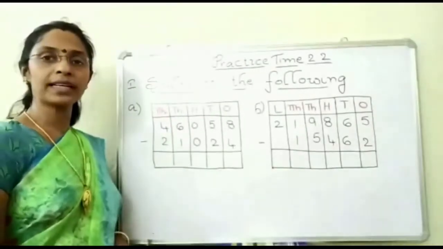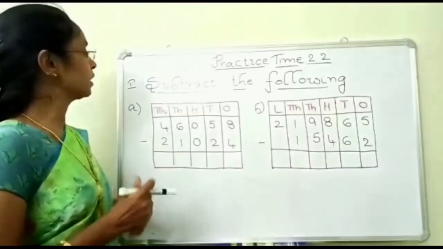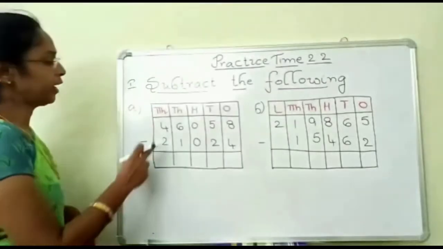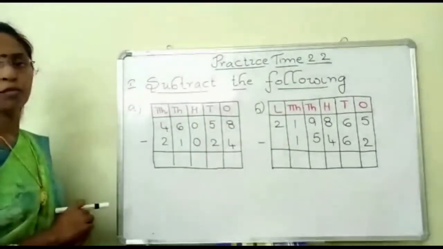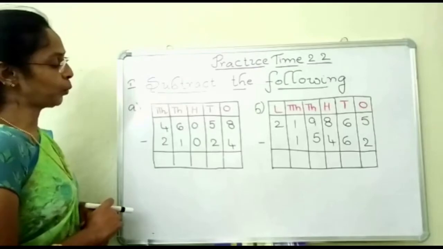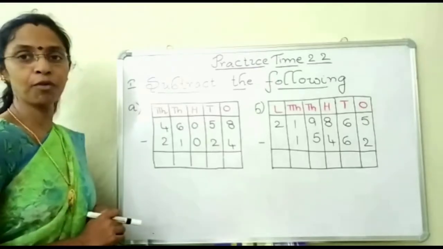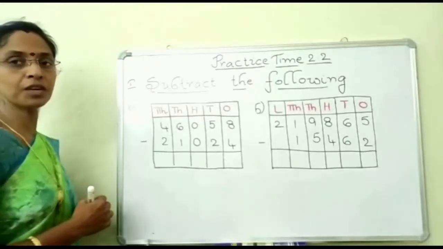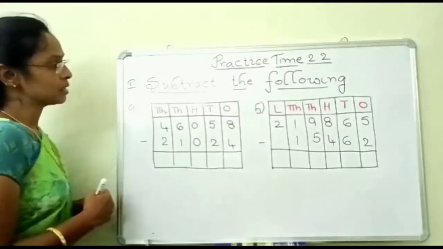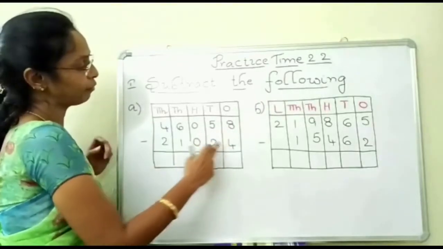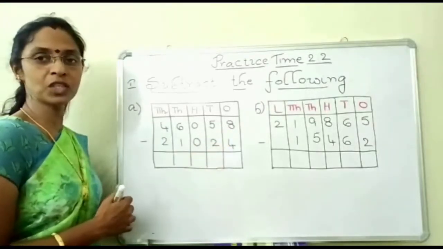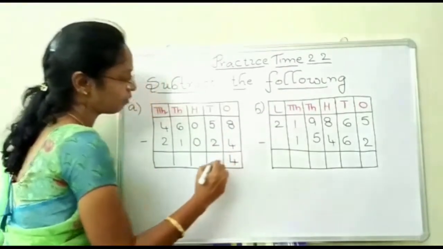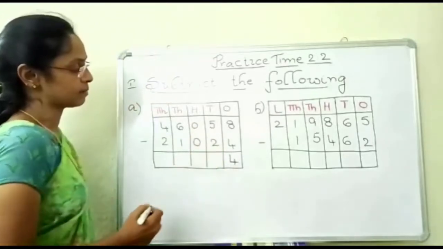Let us start doing the practice time. See the first question in the practice time. Subtract the following. He gave 2 numbers here, 46,058 and 21,024. Start the subtraction. Yes, always start the subtraction from ones place. Subtract 8 and 4. 8 minus 4 is how much? Yes, it is 4.